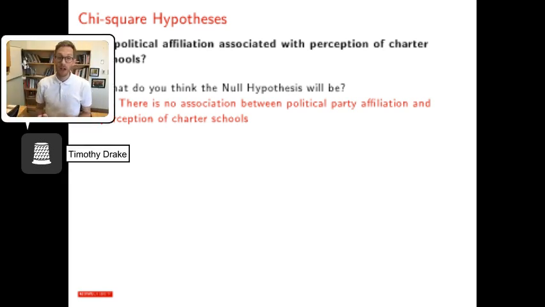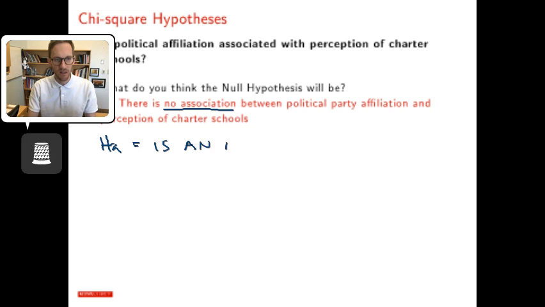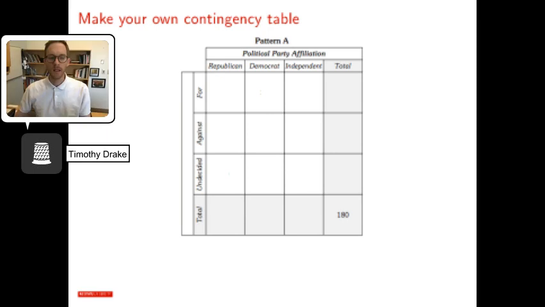So the null hypothesis would be, just writing it out, that there's no association between political party affiliation and their perception of charter schools. Then the alternative would be that there is an association between these two things, political party affiliation and perception of charter schools. Okay, so those are both kind of extreme examples.